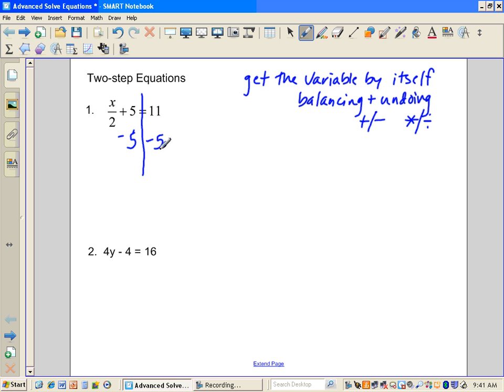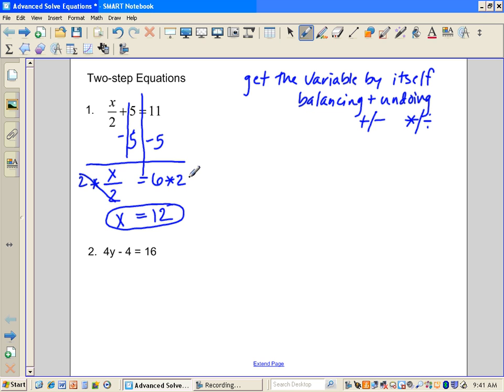So I'm going to subtract 5 here. This is the balancing part. I have to maintain that sort of teeter-totter aspect. Well, the 5's cancel each other out here. So I'm left with x divided by 2 is equal to 11 minus 5, which is 6. And then if the x is being divided by 2, the opposite of division is multiplication. So I'm going to multiply by 2 on both sides. Multiplying by 2 and dividing by 2 cancel. So I'm left with x is equal to 12.